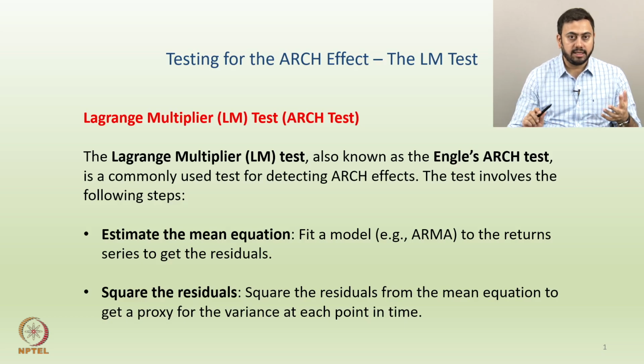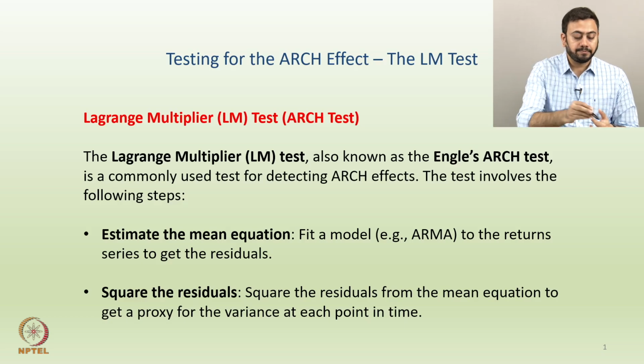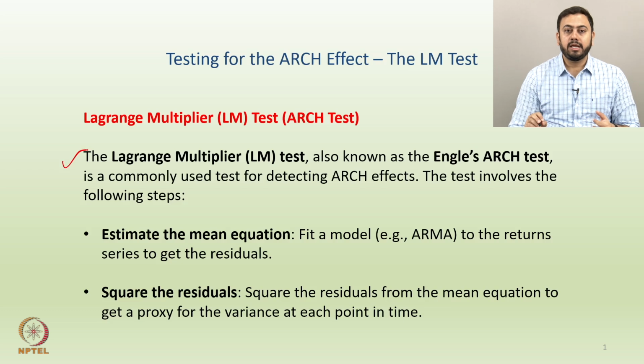The first test, just to summarize, is called the LM test. The Lagrange multiplier, or in short LM test, is also called Engle's ARCH test. It was developed by Engle, and it is a commonly used test for detecting the ARCH effects. Exactly what this test involves, and what the following steps are, we will study now. So the test involves the following steps.